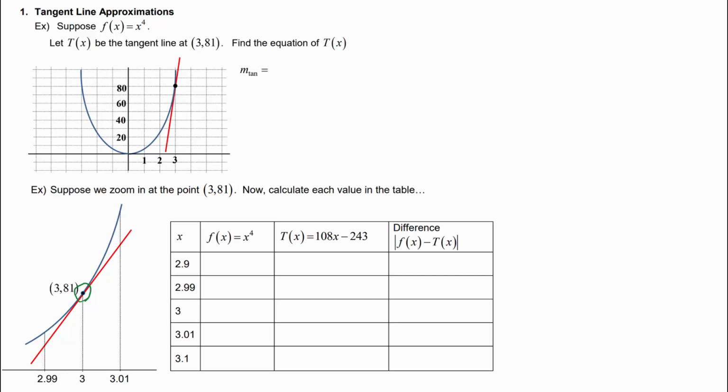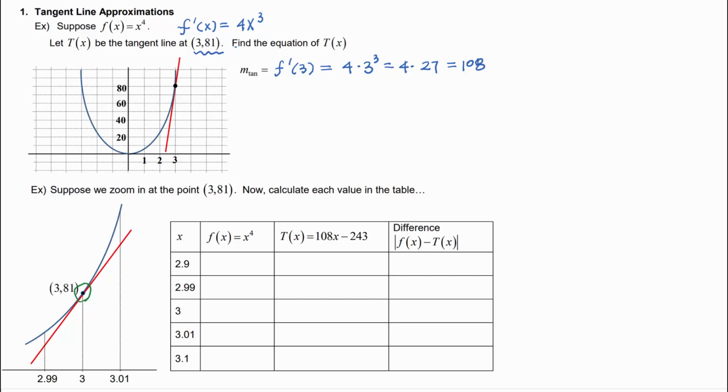So f prime of x is equal to, taking the derivative of x to the fourth power, 4x to the third power, and the slope of this tangent line at (3, 81) will be f prime of 3. So now plug 3 for x in the f prime function. You get 4 times 3 to the third power, which is 4 times 27, and it is 108.